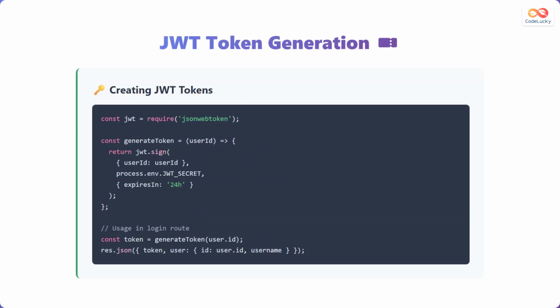Let's talk about JSON Web Token, or JWT, token generation. First, require the JSON Web Token library. Then define a function called generateToken that takes a user ID as an argument. This function uses jwt.sign to create a JSON Web Token containing the user ID as the payload, the JSON Web Token secret from the environment variables, and an expiration time of 24 hours. Then create a login route by using the generateToken function. Use the generateToken function with the user ID to create a JSON Web Token and respond with the token and user information as a JSON object.